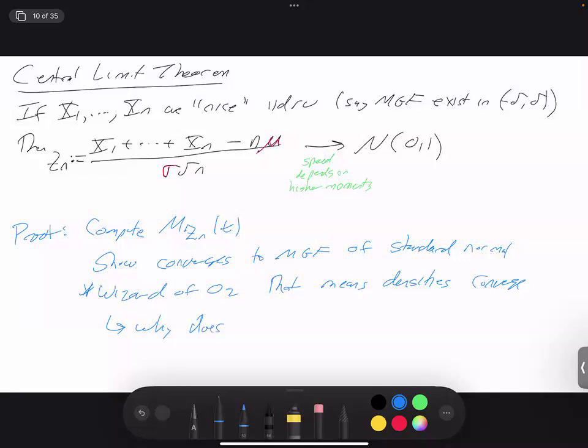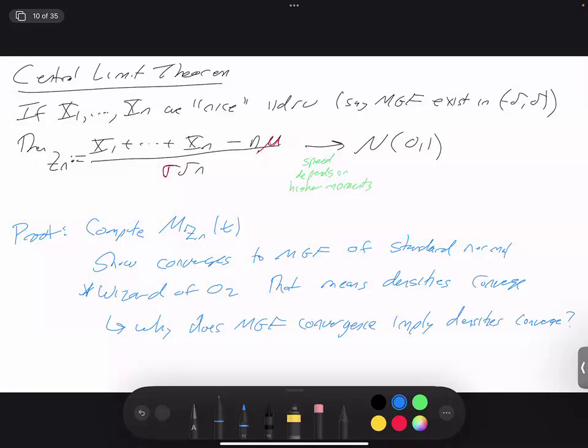Why does moment generating function convergence imply densities converge? We're not going to get into that. That's where you need to use some results from complex analysis, that if you have a sequence of moments that agree, okay, there's a limit to what we can do in an hour, okay? But hopefully this will give you some idea.